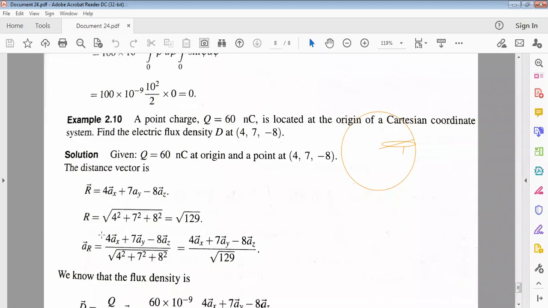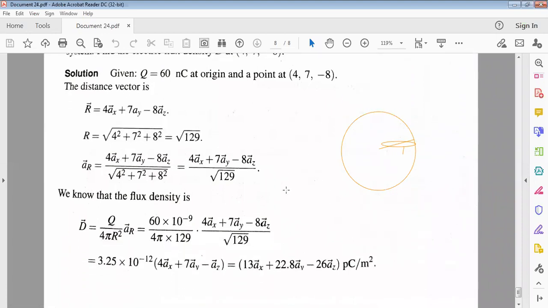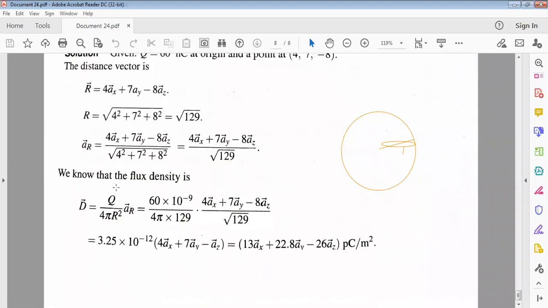What is the magnitude of that distance vector? The square root of 4 squared plus 7 squared plus 8 squared, which gives the square root of 129. What is the unit vector in that direction? (4ax plus 7ay minus 8az) divided by the square root of 4 squared plus 7 squared plus 8 squared. This is the vector along the direction of r. We know that flux density D equals Q by 4 pi r squared times ar. Q is 60 nanocoulombs, so D equals 60 nanocoulombs by 4 pi r squared into (4ax plus 7ay minus 8az). Simplify that expression and we get the flux density.